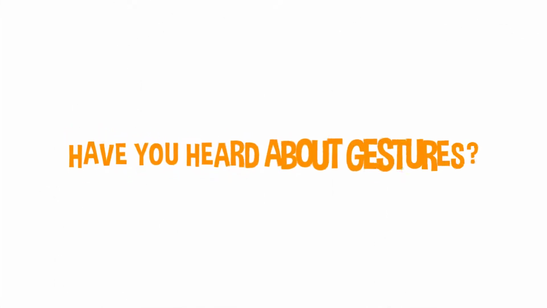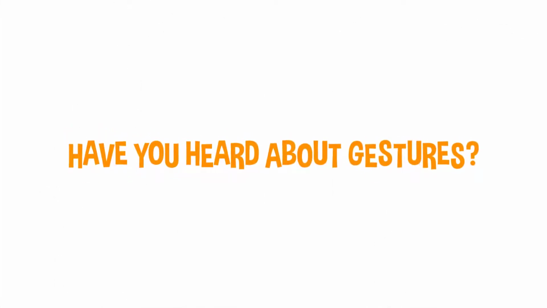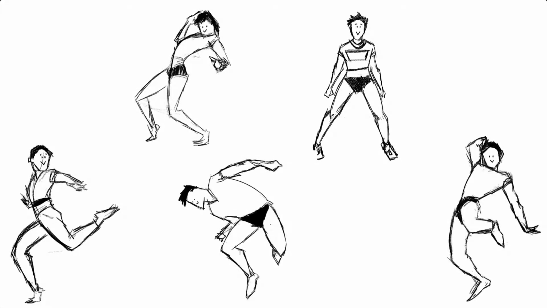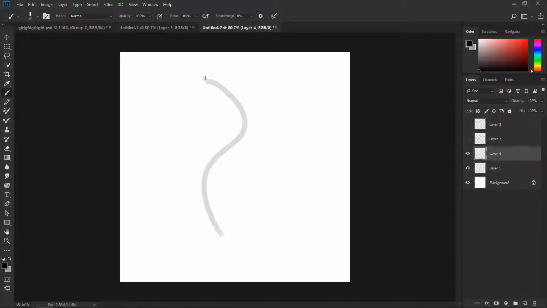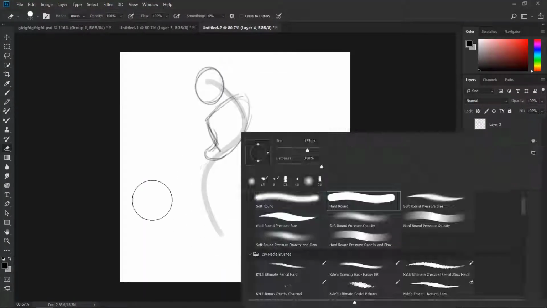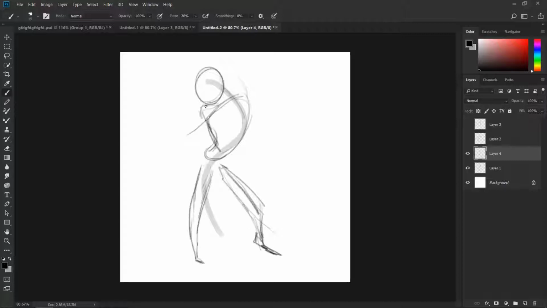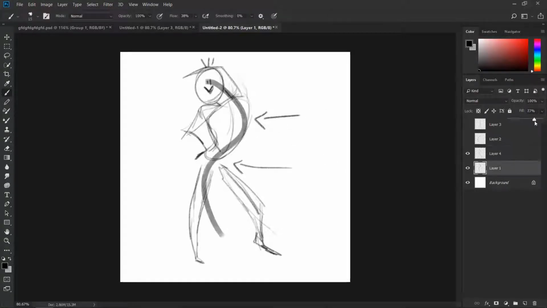Have you heard about gestures or dynamic poses? Well, this fundamental will help you to bring your ideas into awesome poses if you have knowledge about it. Some artists have a hard time drawing awesome poses, perhaps because they are lacking in foundation like line of action. So, what is line of action?